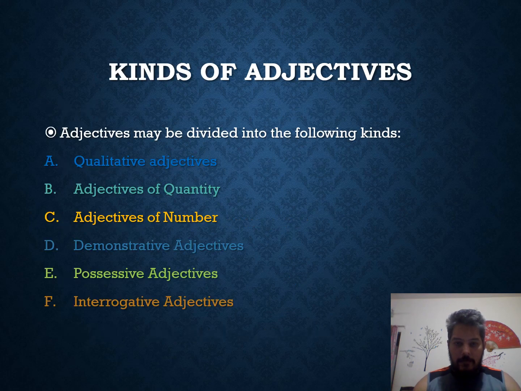Kinds of adjectives. Adjectives may be divided into the following kinds: qualitative adjectives, adjectives of quantity, adjectives of number, demonstrative adjectives, possessive adjectives, interrogative adjectives.